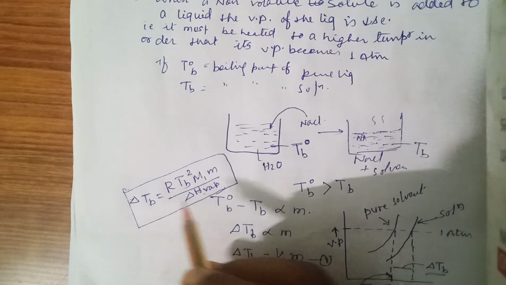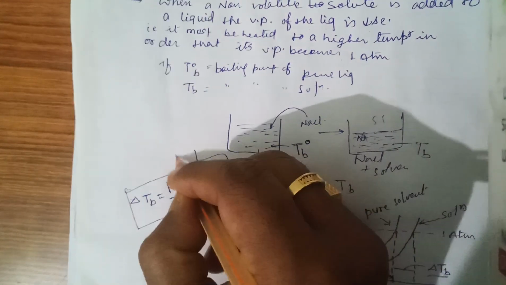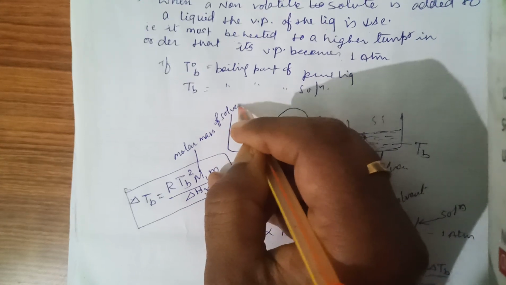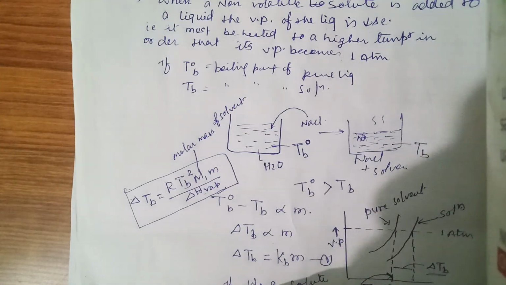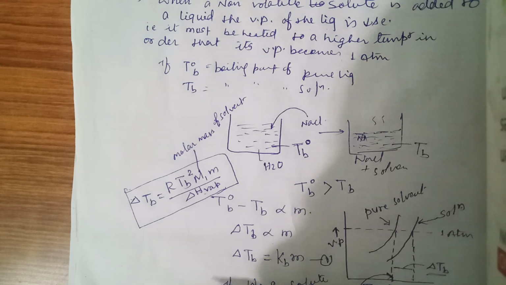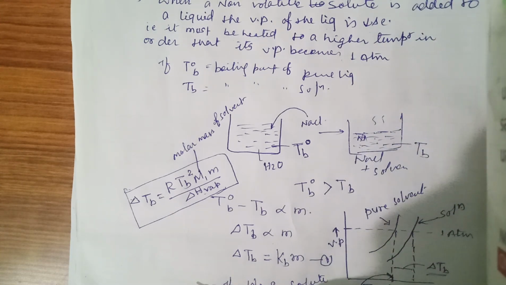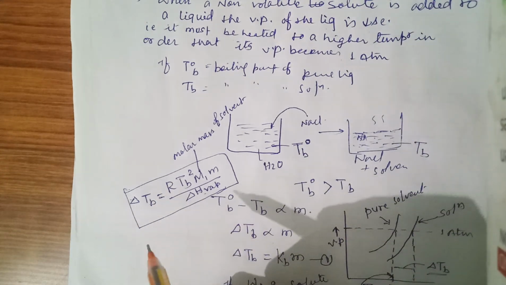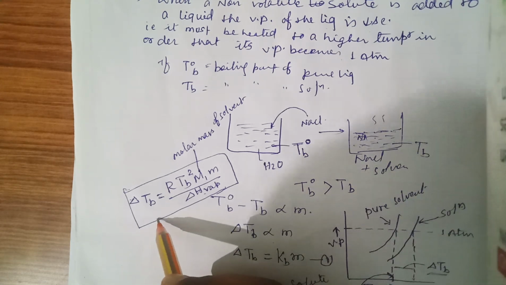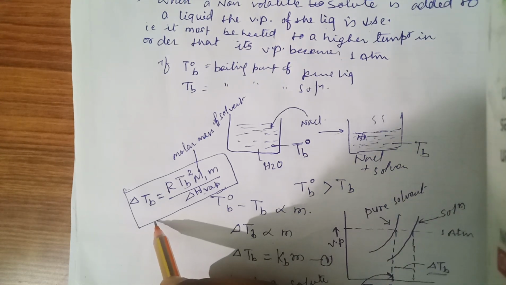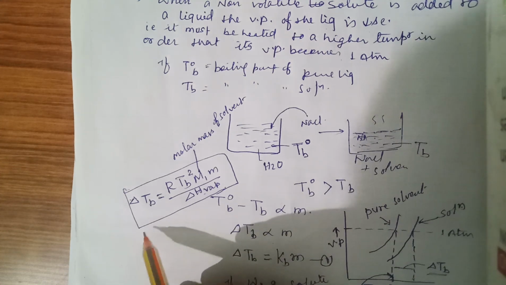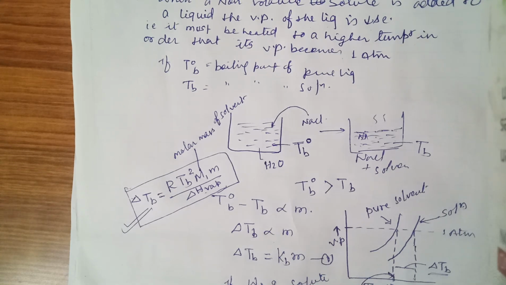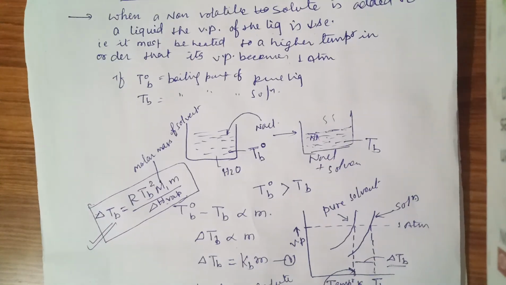Here M1 is the molar mass of the solvent. Capital M1 is the molar mass of the solvent. Hope you are understanding. Similarly, if we are given the data in another form, in that case we can also calculate the delta Tb value. So we can write this formula also. Now I would like to discuss some applications of this.